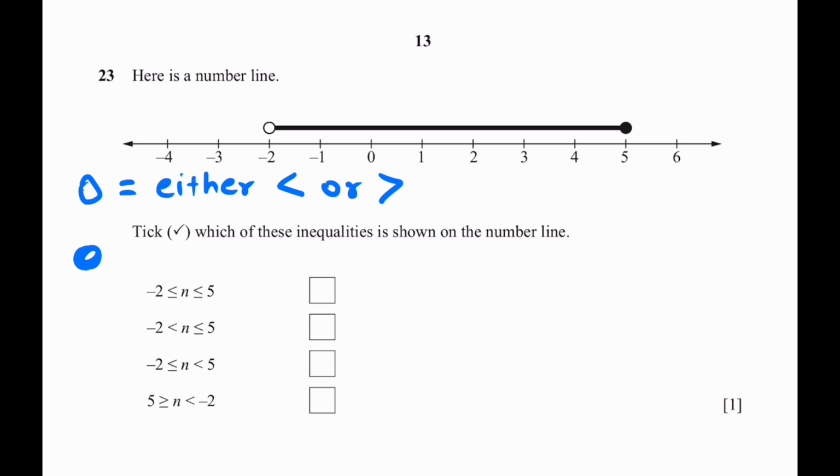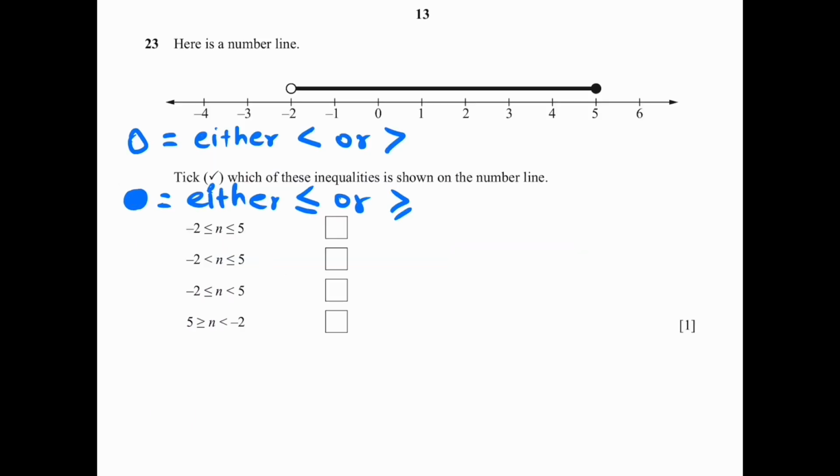A closed or shaded circle is either less than or equal to, or greater than or equal to. So this is an open circle. What is it? It's either less than or greater than. And if the number n lies between negative 2 and 5, the number cannot be less than negative 2. It should be more. So, negative 2 is less than n, and there's a 5.